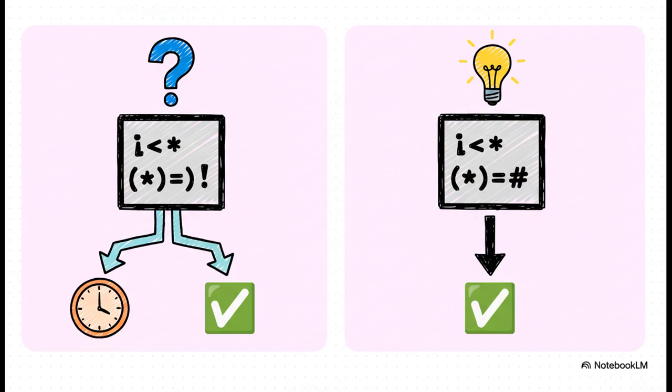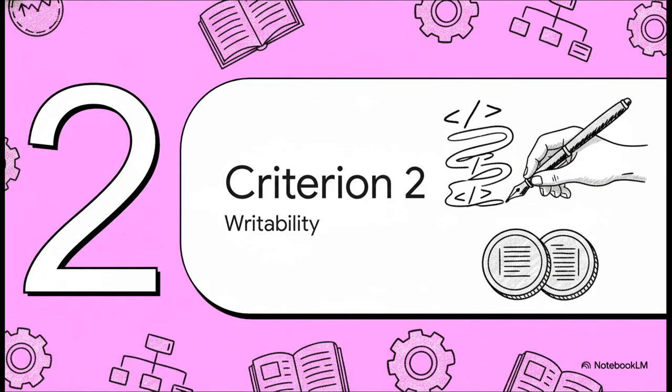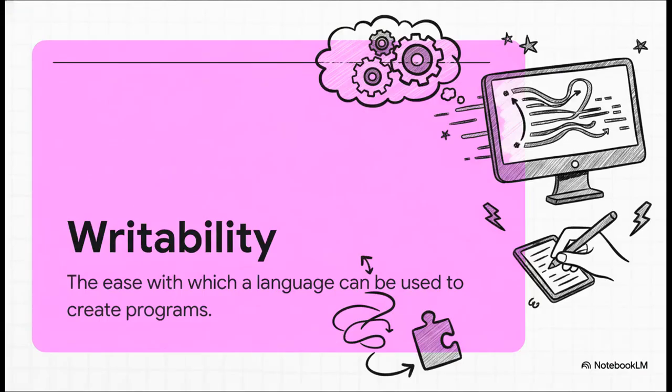That's good readability. Okay, so let's move on to our second criterion, which is really the other side of that coin, writability. Writability is all about how easily and quickly you can use a language to build something. It's about the whole experience of creating. Does the language feel like it's helping you, or is it constantly getting in your way?